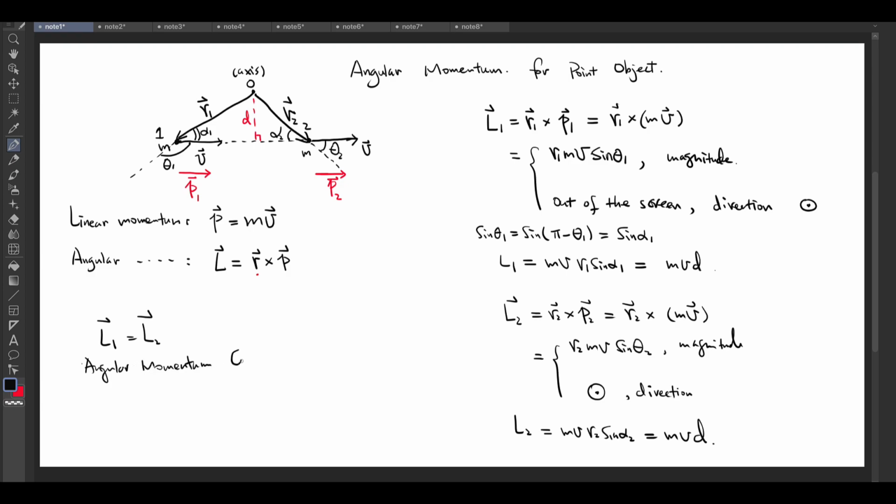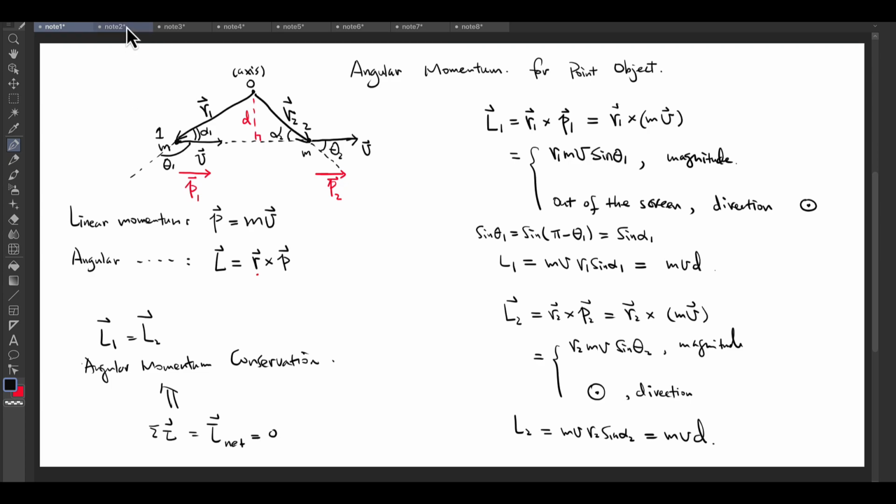Angular momentum conservation. Okay, and then later on we'll talk about the reason for that. And the reason for that is because there's zero net torque. Okay, so tau net equals 0. If there's zero net torque, then the object's angular momentum is conserved.